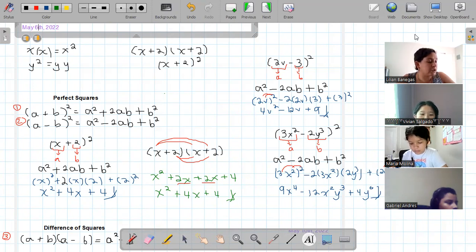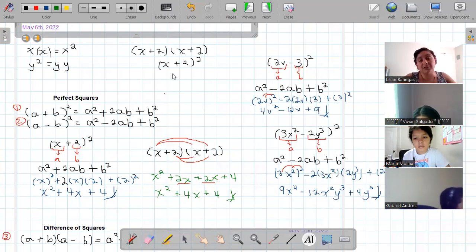So last week we started with the formulas for perfect squares. We learned that when we have a parenthesis to the square, it is the same thing as having the parenthesis multiplied times itself. Like in this case, x plus 2 times x plus 2, since they're exactly the same, it is the same thing as saying x plus 2 to the square.